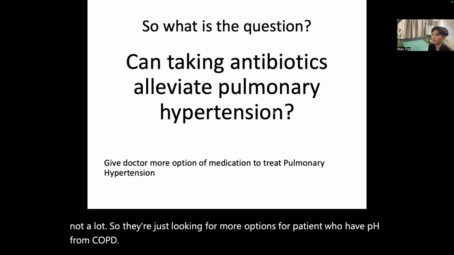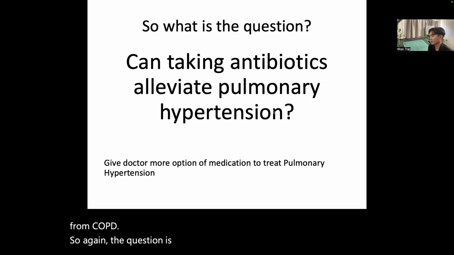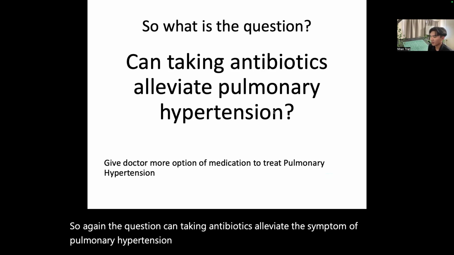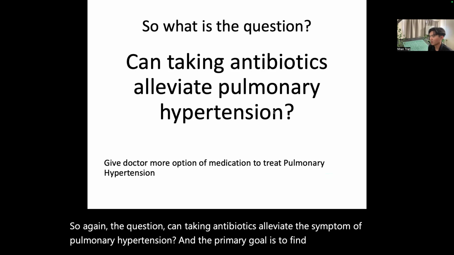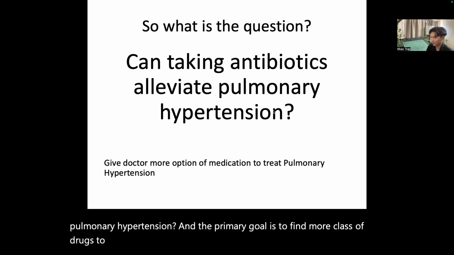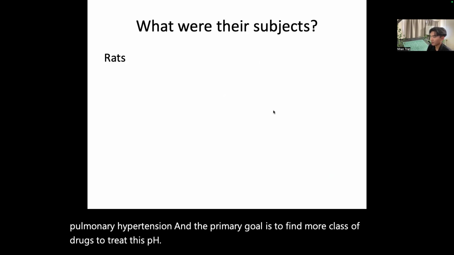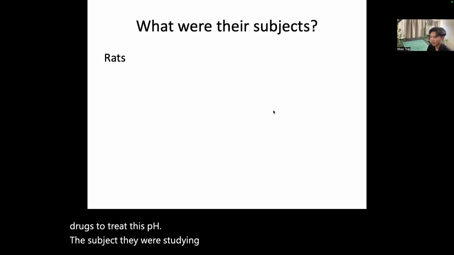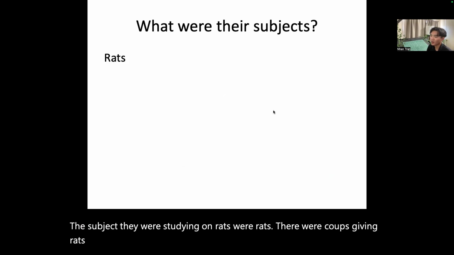So again, the question is, can taking antibiotics alleviate the symptoms of pulmonary hypertension? And the primary goal is to find more classes of drugs to treat this PH. The subjects they were studying were rats. They were giving rats hypoxia, collecting their tissue, and then getting the data.